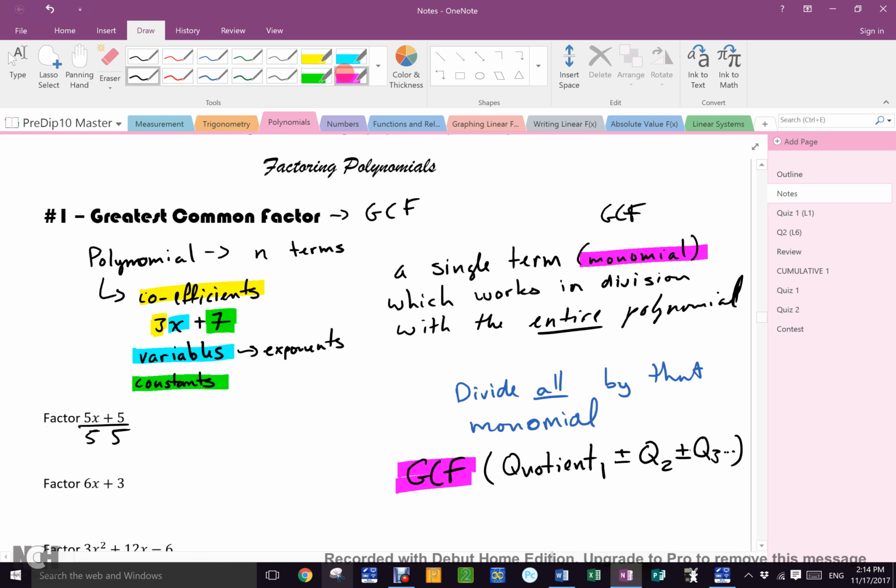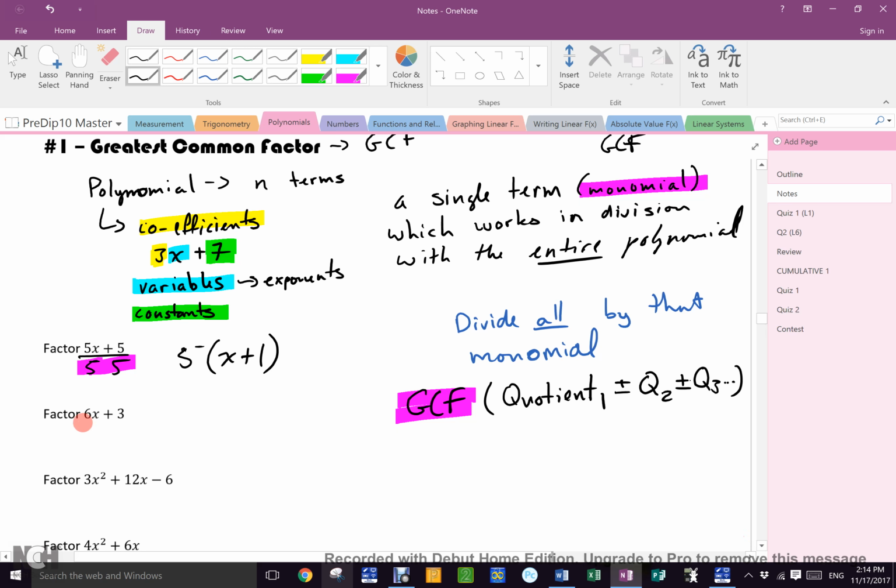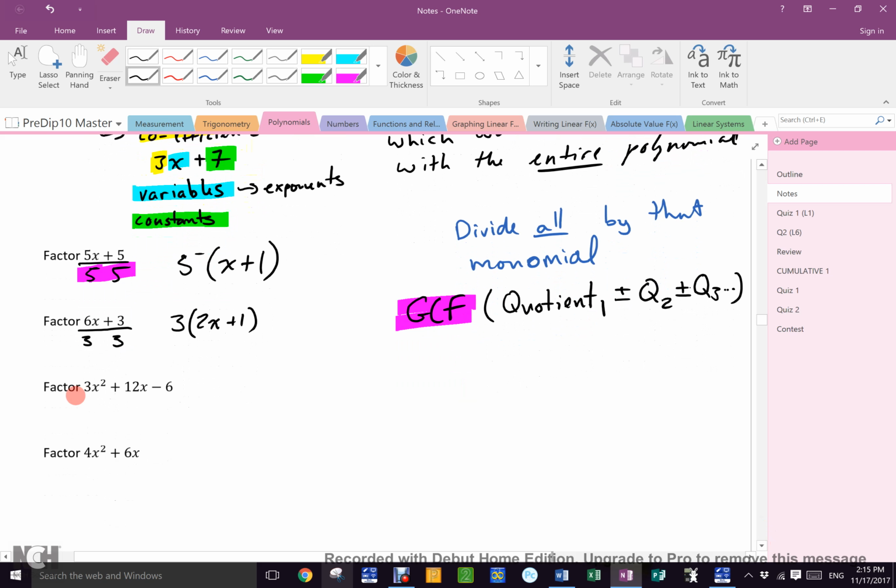So, over here, you guys told me that 5 works with both of them, yes? So how do I write this out? I put my GCF first, 5, and then I write all of my quotients. What's 5x divided by 5? 1. No. X. Plus, what's 5 divided by 5? 1. And now I'm done. Okay? What is my GCF in number 2? 3. So I write it out. The GCF goes first, 3, and what are my quotients? 2x plus 1. Excellent.